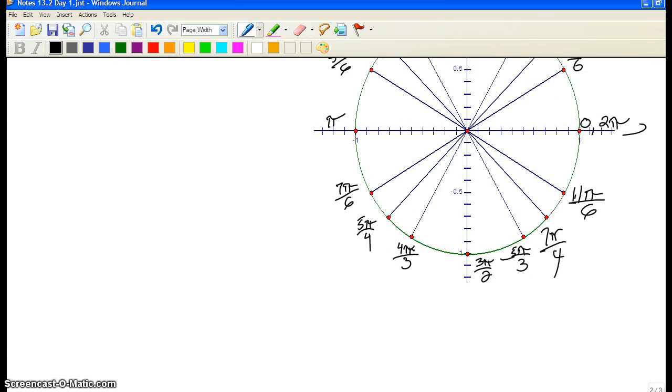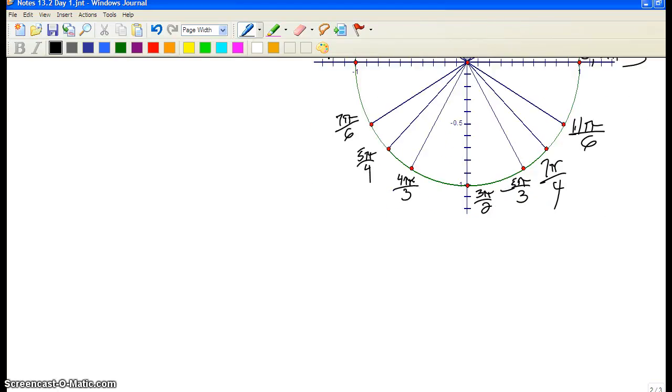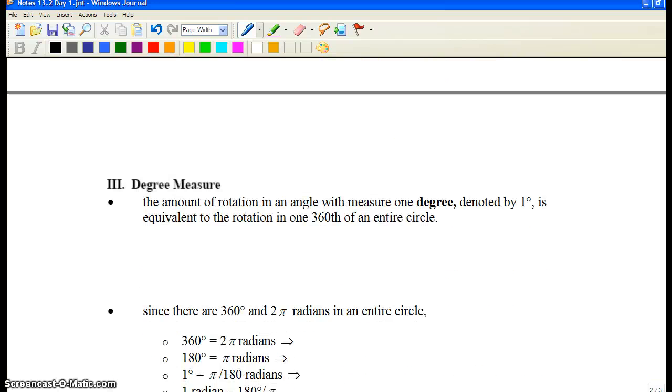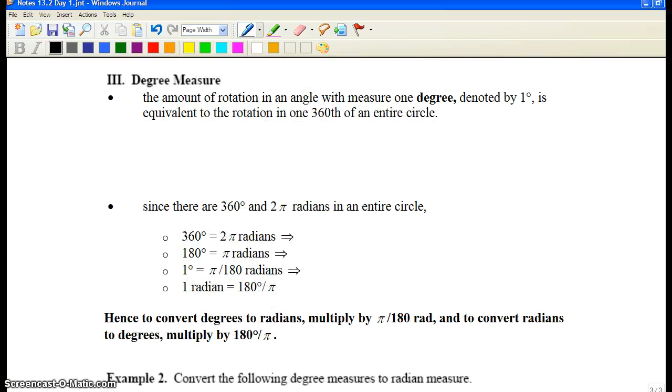All right, next one. Let's talk about what a degree is. So a degree is 1/360th around an entire circle. There's a degree. What's a degree? It's 1/360th around a circle.